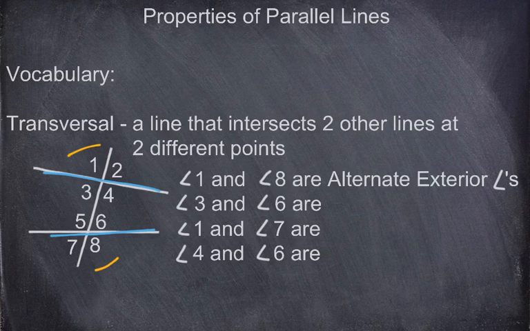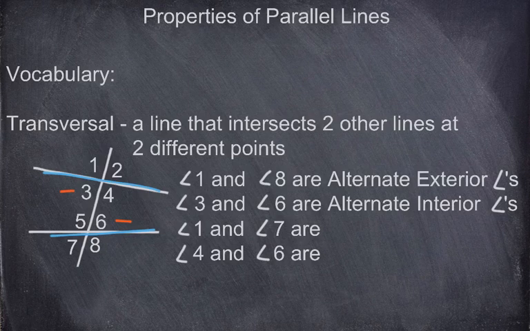Now 3 and 6. If you look at 3 and 6, they are also on alternate sides of the transversal. So this angle and this angle. They are on alternate sides of the transversal, but this time they're on the interior of the two lines. So therefore we would call these two angles alternate interior angles. Again, alternate sides of the transversal, interior between the two lines that the transversal crosses.